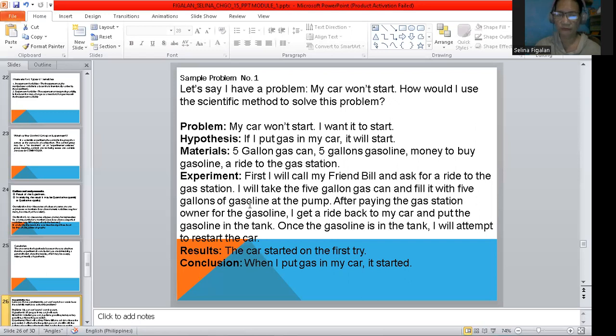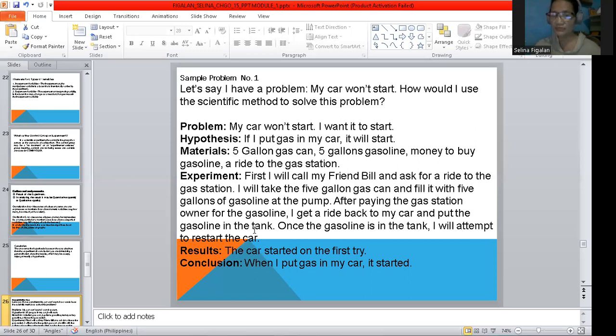Experiment. First, I will call my friend Bill and ask for a ride to the gas station. Siguro, kailangan niyang gamitin si Bill at tawagan niya, sige, dali mo ako dun sa gas station. Parang siya step by step. Yun yung procedure niyo. I will take the 5-gallon gas can. So, kukuha ko ng 5-gallon gas can, yung lagayan ng can ng gas, kasi doon ilalagay ang gas. After paying the gas station owner for the gasoline, okay, sasakayas ko sa sasakyan at ibalik doon sa hindi gumagana yung sasakyan, tapos lalagyan ng gas yung tank.